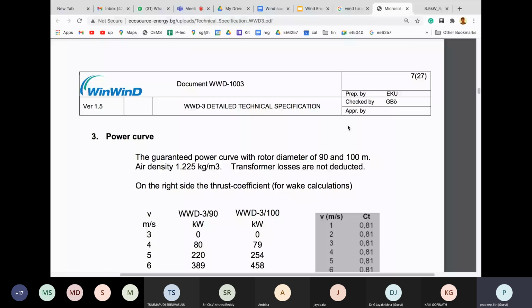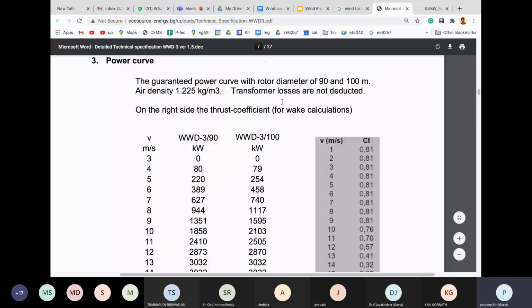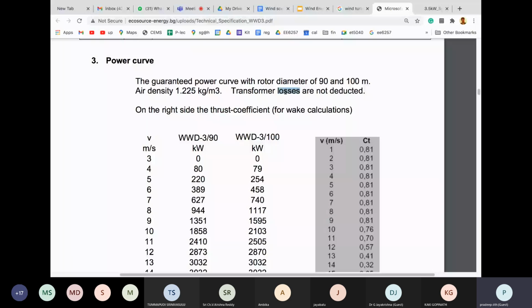So power curve is also there. Guaranteed power curve with rotor diameter of 90 and 100. Air density is 1.225 that we already discussed, and the transformer losses are not included. So then this is the power curve we can have.